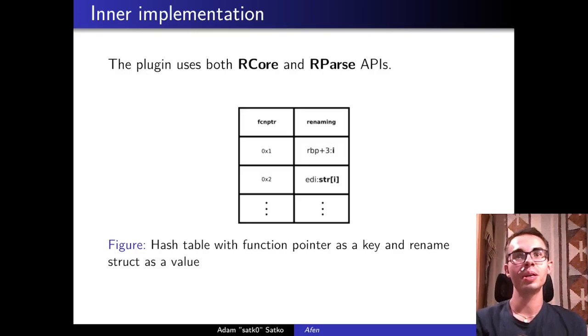So it's based on the r2con and r_parse APIs, and it involves only one hash table that stores keys as function pointers and values as renamings. These renamings are just structs that have old names and the newest names. I separated them with a semicolon to distinguish the old name and the new name that are bold, like Eddie to string I, for instance.